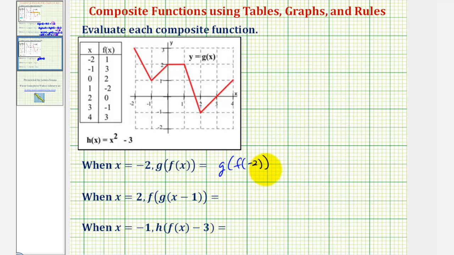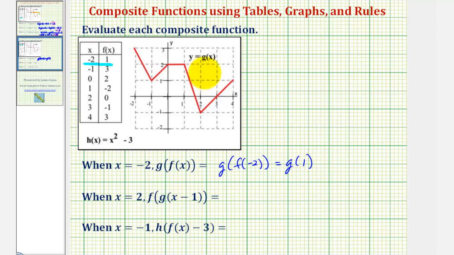To evaluate this composite function value, we begin by determining the inner function value f of -2. So looking at the table of values for f of x, we want to find the output or function value when the input or x value is -2. Notice here's where x equals -2, and when x equals -2, the output or function value is +1. Since f of -2 equals +1, this simplifies to g of 1.